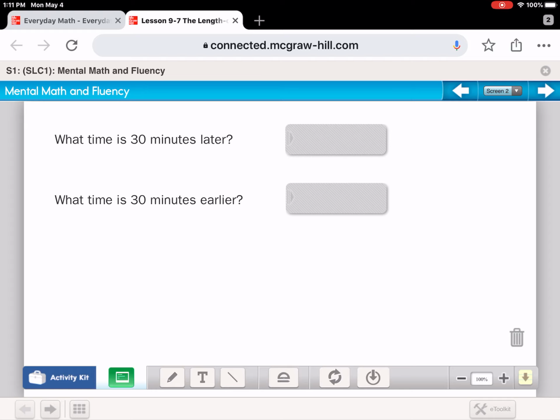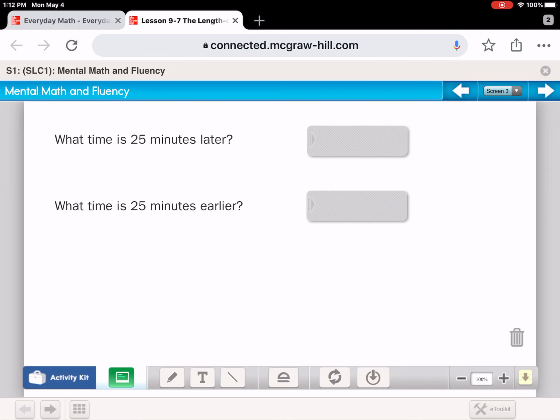All right, the next two problems, imagine that it is 6:55. What time will it be 30 minutes later if it's 6:55? It would be 7:25. What time would it be 30 minutes earlier than 6:55? Going back 30 minutes, it would be 6:25. Let's do two more, a little harder.